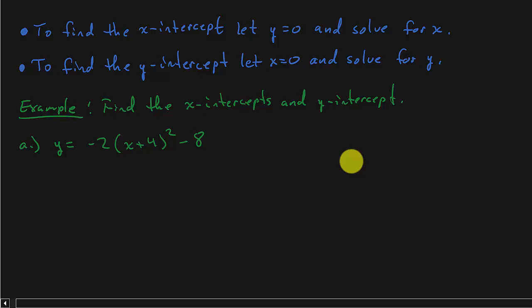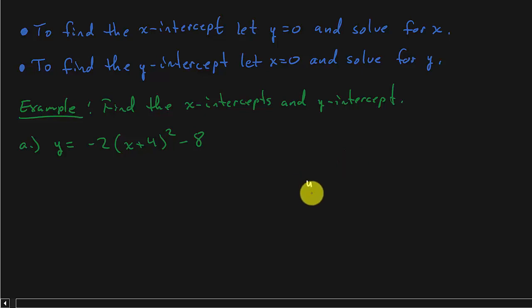Okay, so to find the x-intercept, let y equal 0 and solve for x. And to find the y-intercept, let x equal 0 and solve for y. So in a college algebra class, you should have already done this by now. You've already found x and y intercepts. You just did it with linear functions, okay?